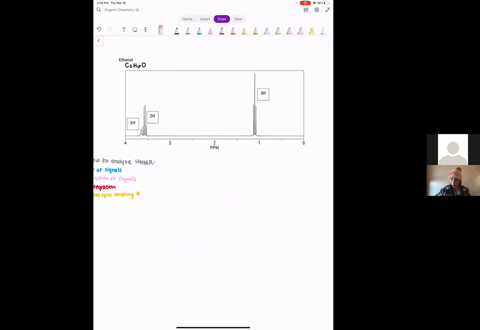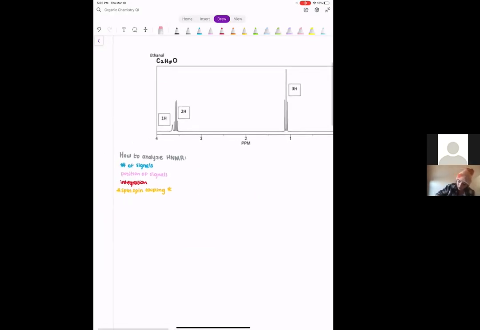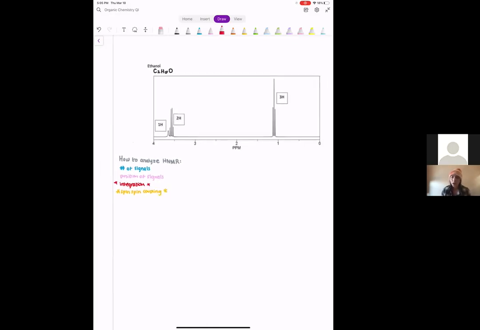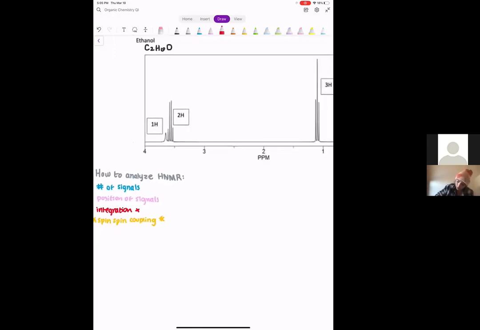What I like to do for these problems is start with the integration. The integration is the relative number of equivalent hydrogens per signal. If we start off looking at this 2H signal, we can assume based on this integration that there will be 2 H's, so most likely a CH2, if you will. It's very nice because the computer will calculate this for you, so you just know when it says 2H, there's 2 H's.